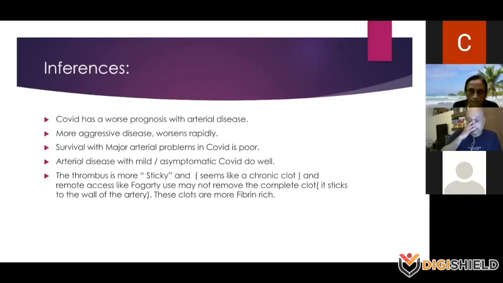The thrombus that we got out from these patients seemed to be more sticky. So this was a uniform observation all over India, that the thrombus is more sticky. So it seemed more like a sticky clot, and remote access like Fogarty. So you put in the Fogarty from the femoral and try to take it out from the popliteal. In most cases, the clot will move out, but this does not happen in COVID. It sticks to the wall of the artery, and you actually need to go back to the point where it is stuck and take out that clot also. So this makes us think that these clots are more fibrin rich.